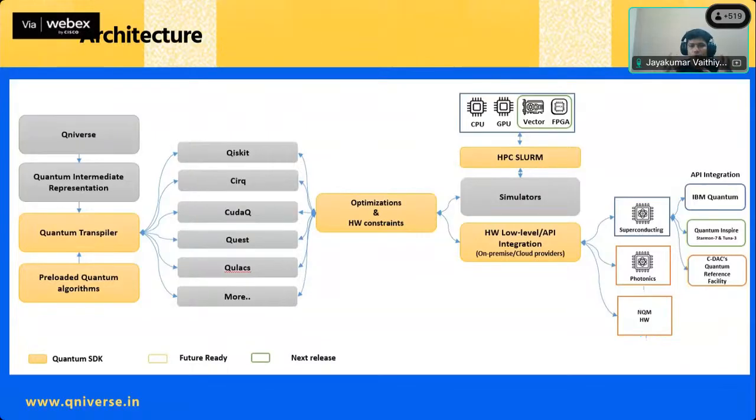So you can do optimization and you can set hardware constraints. You can pick the hardware where you want to execute your quantum code, whether CPU, GPU, vector-based, FPGA-based, or a real quantum system. Right now you cannot use a real quantum system except through an IBM account from the C-DAC tool. In future they will give access to indigenous quantum computers. Okay. So everything is integrated through HPC Slurm.